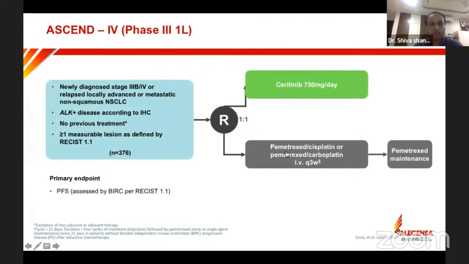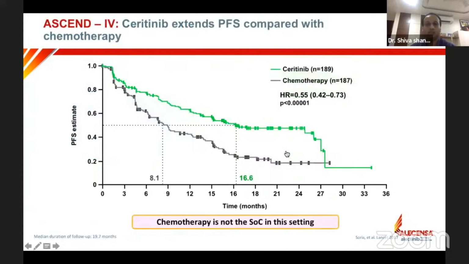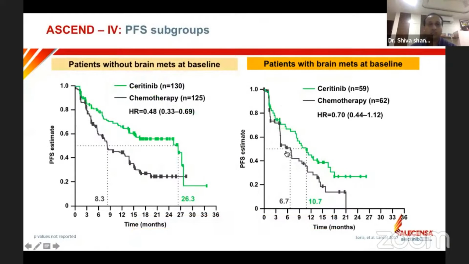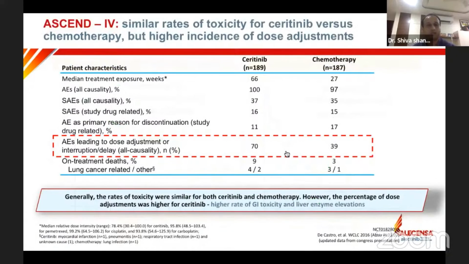Another important molecule which was later approved in the management of metastatic ALK positive non-small cell lung cancer is ceritinib, which was tested in a phase 3 trial, the ASCEND-4 trial, which again looked at the role of ceritinib compared to the then standard of care, that is chemotherapy. Again, it showed a dramatic improvement, almost doubling of PFS from 8 months to 16.6 months. In patients without brain metastasis, it improved from 8.3 to 26 months, about 3 times. But in those with brain metastasis, the improvement was marginal, from 6.7 to 10.7 months.